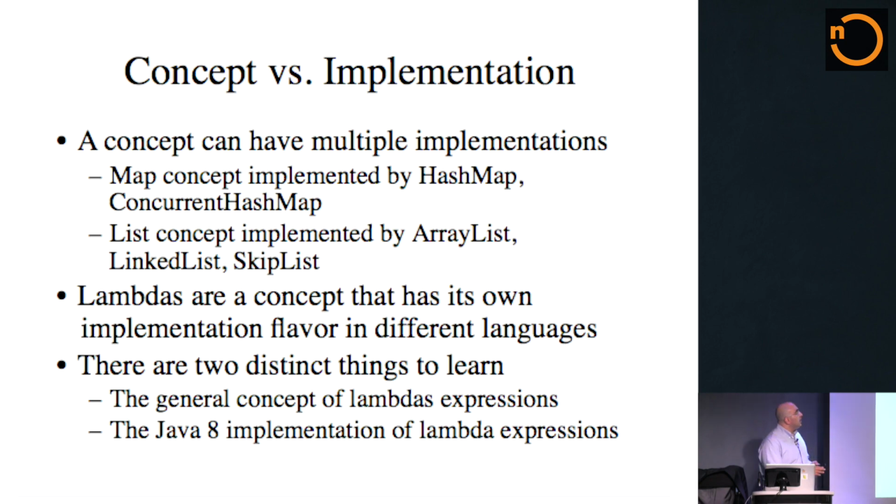Another key thing here for tonight is to understand that there is the concept versus the implementation. We know this because we have things like maps, and you have multiple implementations of that, like HashMap, ConcurrentHashMap, or lists. And by the same token, lambdas are a concept, and it has different implementations in different programming languages. So if a programming language was built from day one to include lambdas, those lambdas are probably going to look a little bit nicer than they do in Java 8. Java 8 lambdas are the Java way, the way that's backward compatible, to do lambdas in Java.